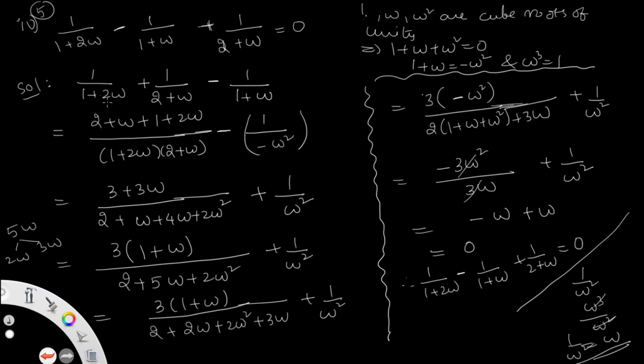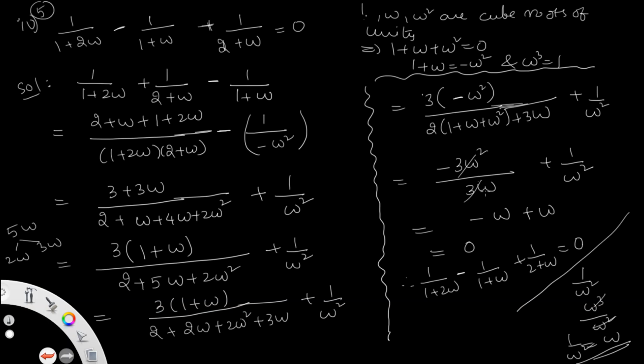By first two terms I am taking LCM: minus 1 by 1 plus omega, nothing but minus omega square, plus, and this becomes 3 plus 3 omega, and just multiplication 2 plus omega plus 4 omega plus 2 omega square. Numerator 3 as common, just 5 omega I am splitting 2 plus 3. Then you get 2 plus 2 omega plus 2 omega square plus 3 omega as it is plus 1 by omega square. So that is equal to 3 into minus omega square by 2 into 1 plus omega square plus 3 omega. This total value becomes 0.